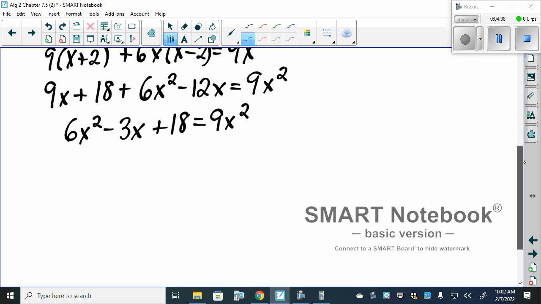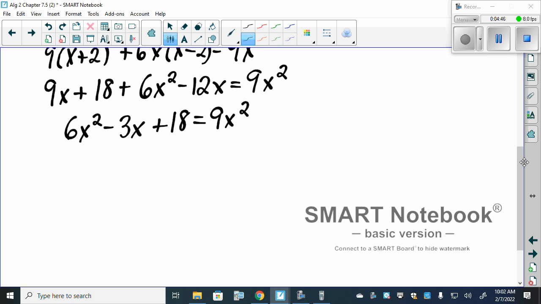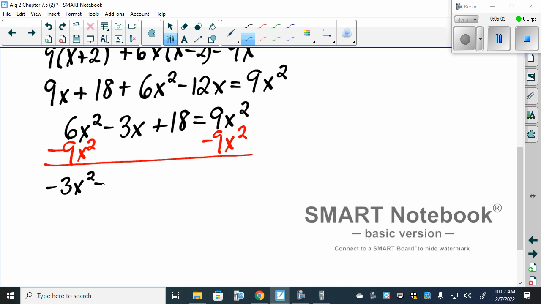Now we do need to get this equal to 0. So we would subtract the 9x squared from both sides. And if we subtract 9x squared from both sides, 6x squared minus 9x squared is negative 3x squared, minus 3x plus 18 is equal to 0, because 9x squared minus 9x squared would cancel out, leaving us with 0.